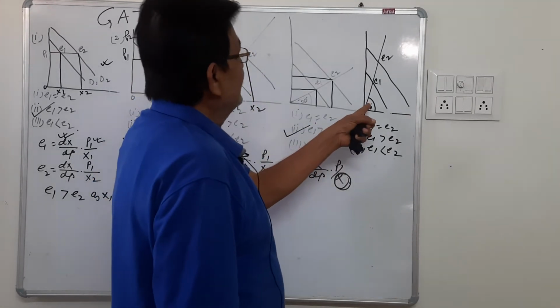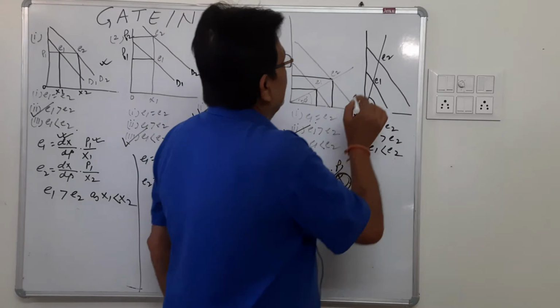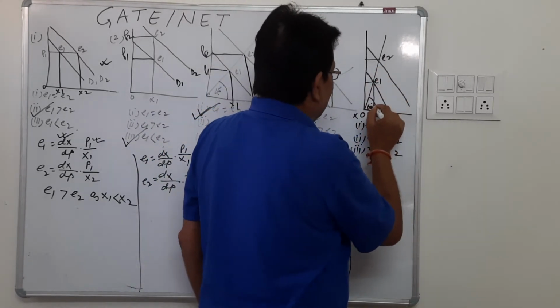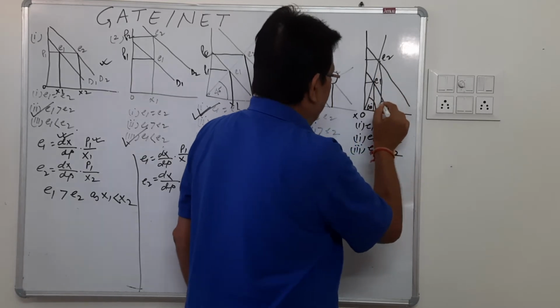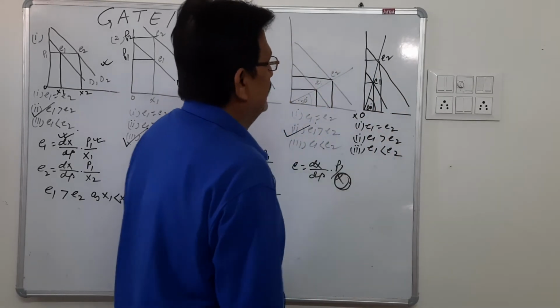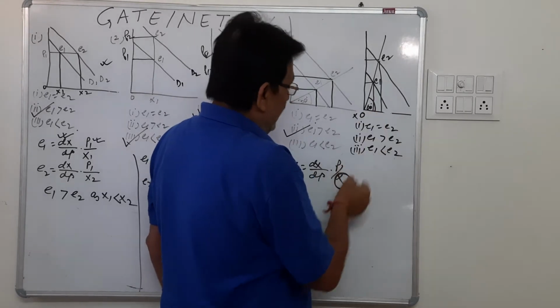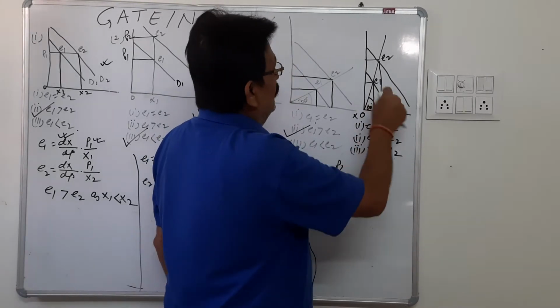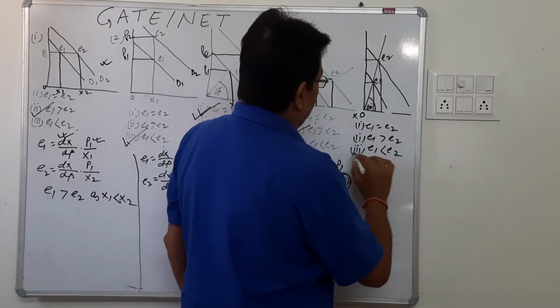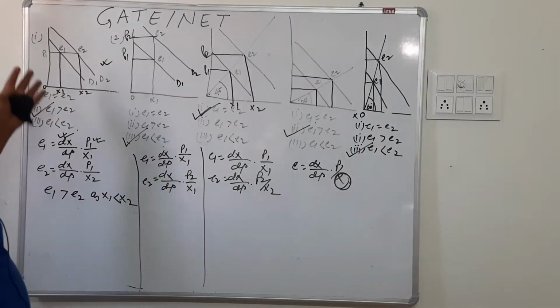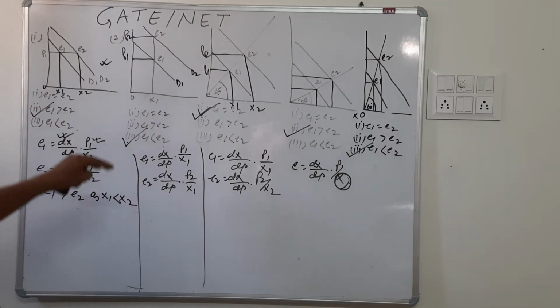And if it is on a 60-degree line, the displacement on the price axis is much larger than the displacement on the output axis. It is very much apparent. And price happens to be in the numerator and demand in the denominator. So E2 is greater than E1. So this is how you can solve all these questions having such diagrams.